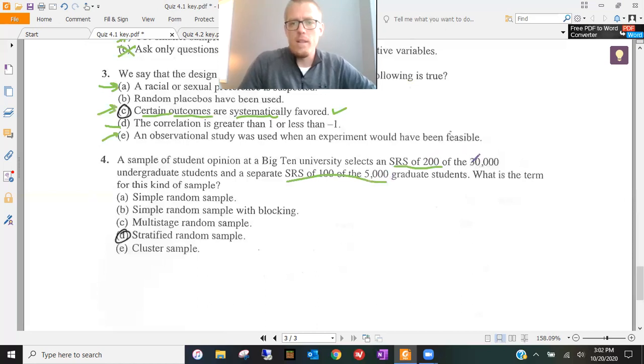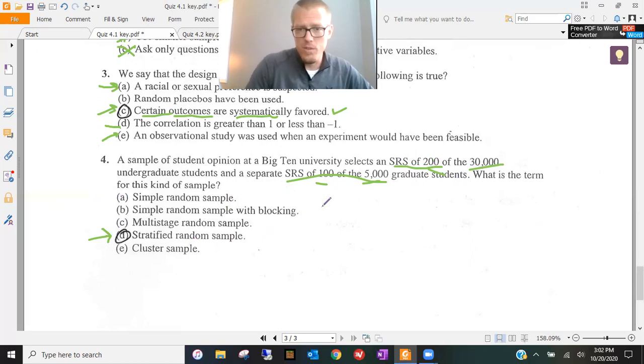So they didn't want their graduate students to have a larger representation because there's many fewer graduate students. There's only 5,000 of them, so they only sampled 100. Whereas with 30,000, they decided to sample a few more, 200 to get a better representative. This is a stratified random sample.